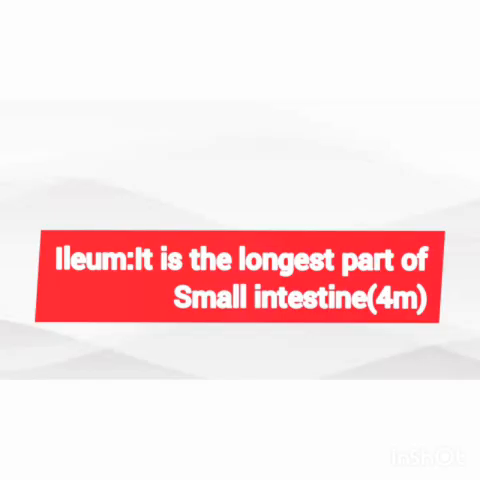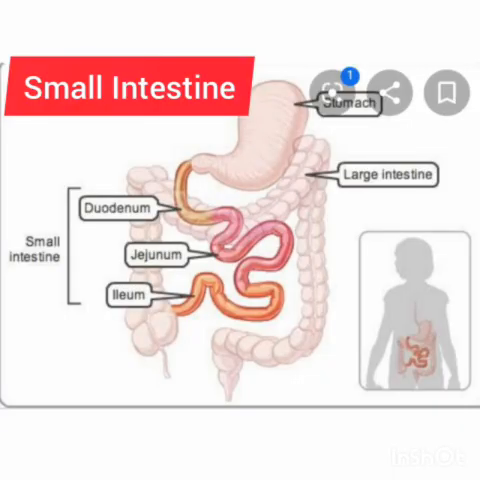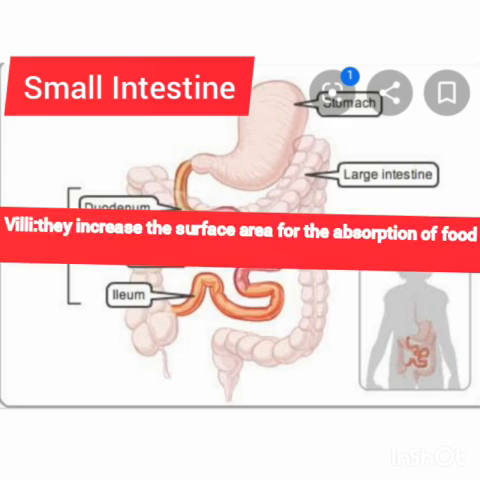The third one is ileum. It is the longest part of the small intestine, and it is the last part, which is about 4 meters in length. Ileum opens into the cecum in the large intestine. The inner wall of the small intestine is provided with finger-like projections called villi. They increase the surface area for the absorption of food.